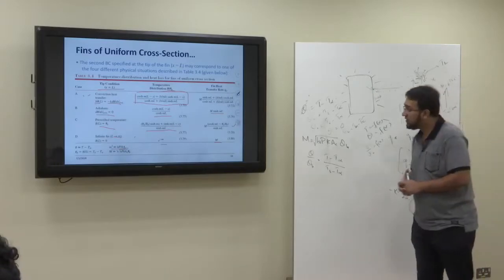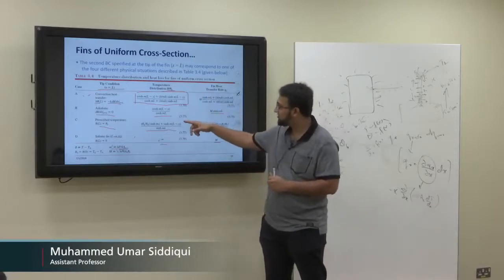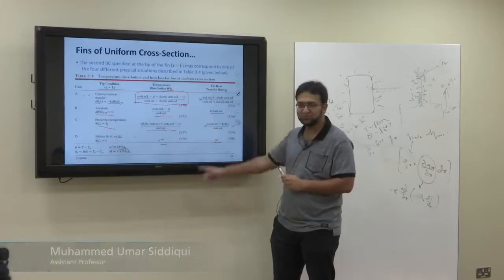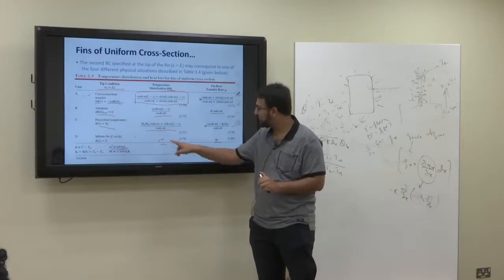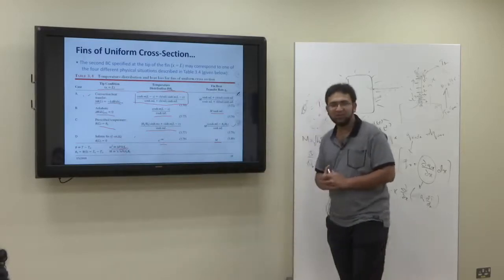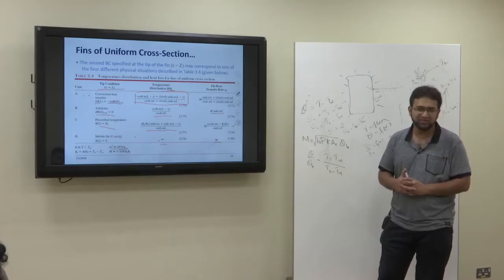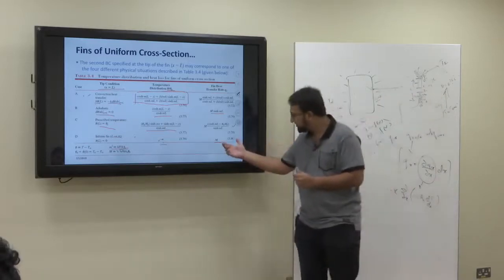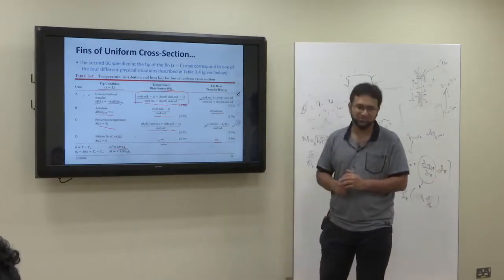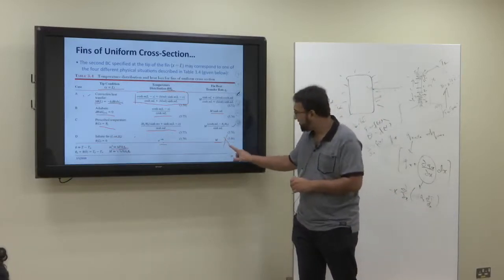Anyways, you see the table here. Which case seems the simplest? Last one, right? Last one seems the simplest one. Very simple answer. But the problem with the last one is that it is done by assuming infinite length of the fin. In reality, we do not have infinite length. We need the length. So this is simplest, but in reality we cannot use it directly. It's not practical to use it directly.